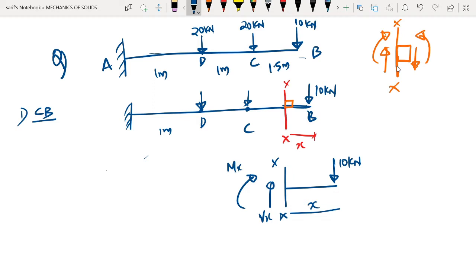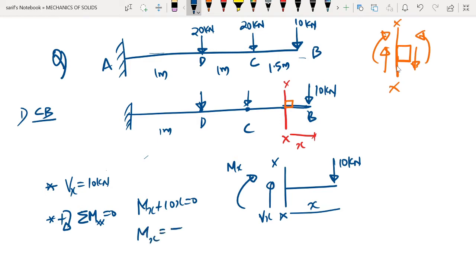Now considering the equilibrium of the free body diagram, Vx will be equal to 10 kilonewton. So this will be the first expression we are going to get. And the second expression is if we take moment about the section XX equal to 0. Let us consider clockwise moments as positive. So we are going to get Mx plus 10x equal to 0. We'll get Mx equals minus 10x. So this will be the second expression we are going to get.